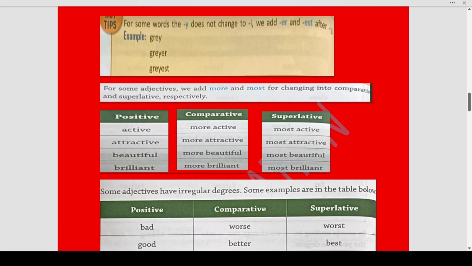Now, there are some words where the Y does not change to I. Like in busy, it was changing. We were removing the Y and changing it to busier, busiest. But for some words, the Y does not change to I. We add ER and EST after the Y. Like gray is a word which ends in Y, but we do not remove the Y and make it grayer and grayest. It becomes gray, grayer, grayest.